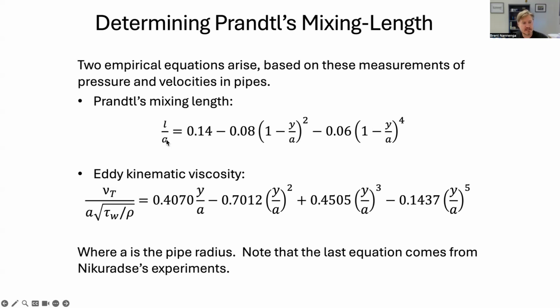So the Prandtl mixing length over the radius of the pipe is equal to this empirical equation here, which is just a function of where you are divided by the total radius of the pipe. And the eddy kinematic viscosity can then be calculated using this other empirical relationship here. If you go back to some of the friction equations, these start to look a lot like the equations that were used to analyze friction back in macro fluid mechanics.